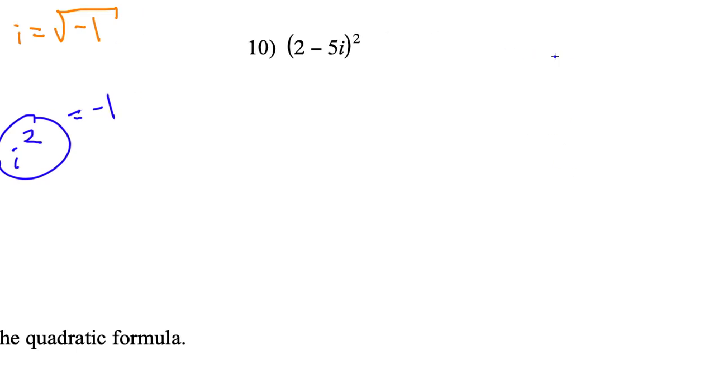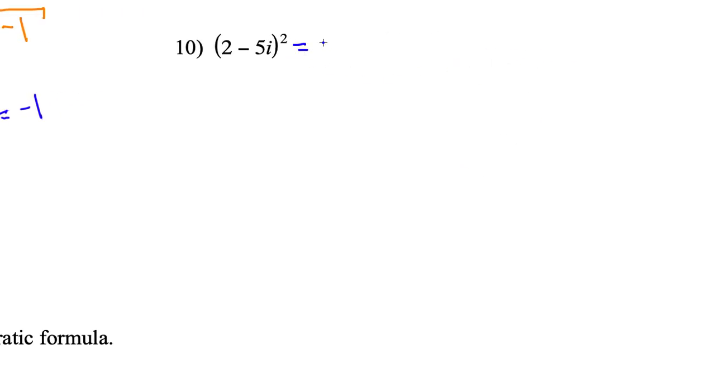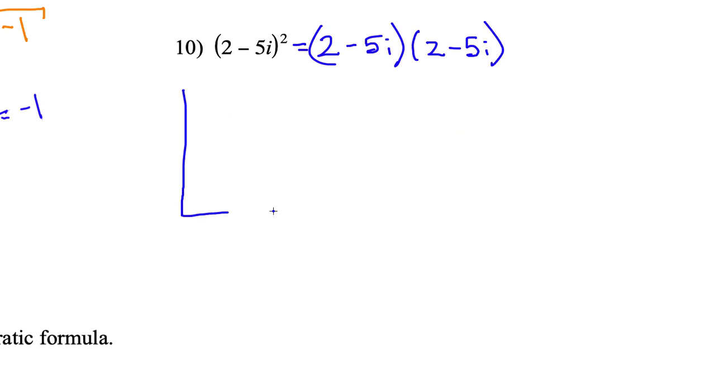If I create my area model, before I even do the multiplication, this is 2 minus 5i times the quantity of 2 minus 5i. And when I do that area model, I will get something that looks like this.